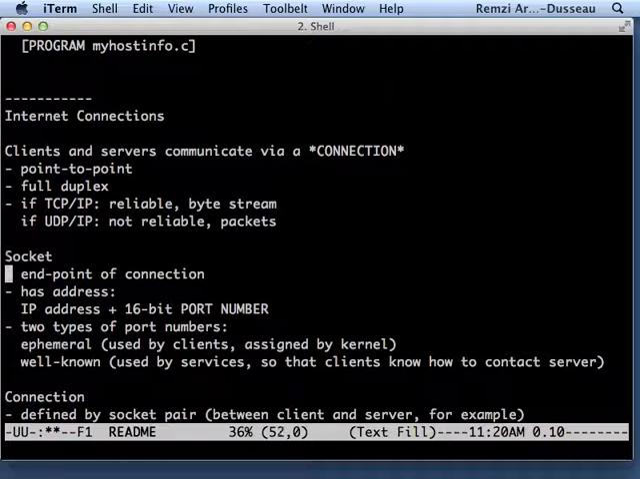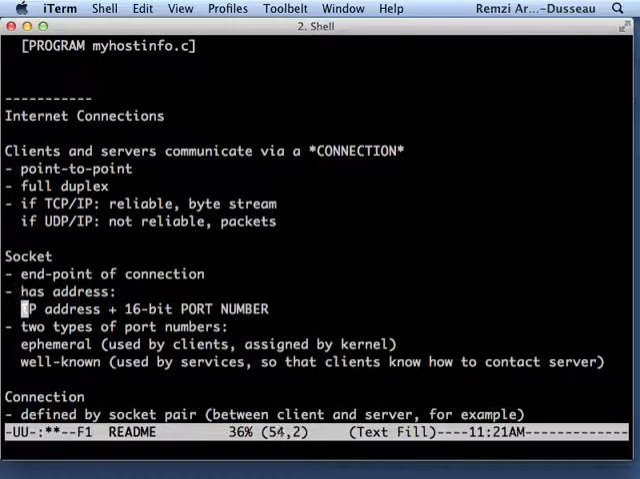The most important one to know is probably a socket. A socket is an abstraction of how we're going to interact with it. It's an abstraction of an endpoint of a communication, of a connection. So a client is going to have a socket, a server is going to have a socket, and we're somehow going to connect those two together to be able to communicate. So it's just an abstraction.